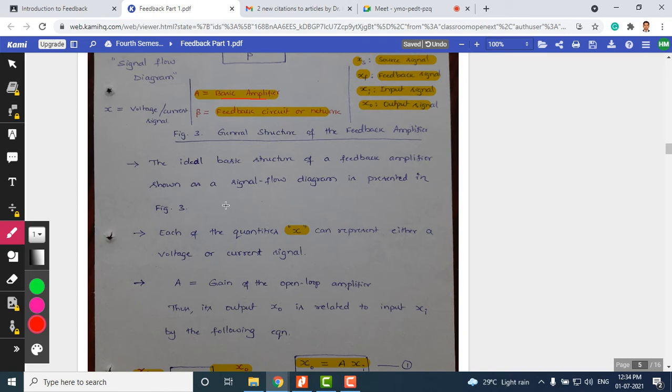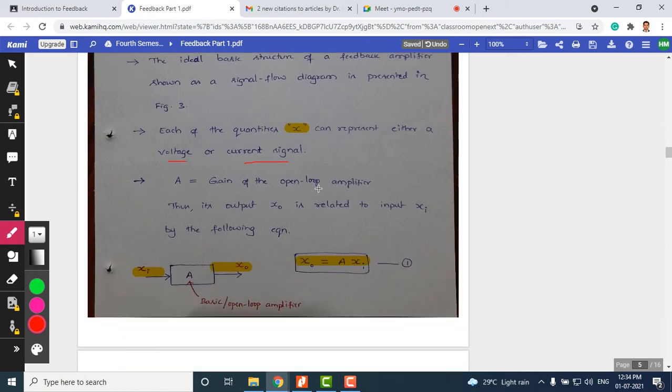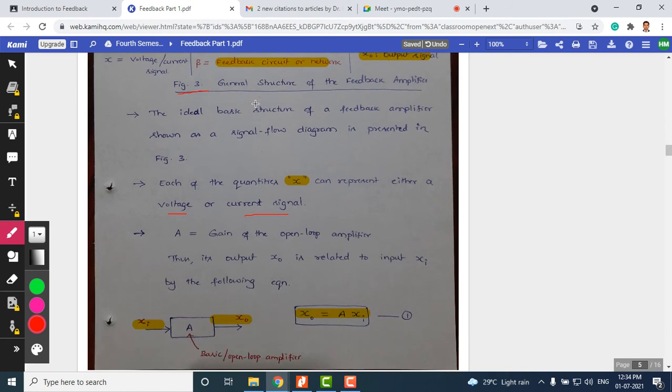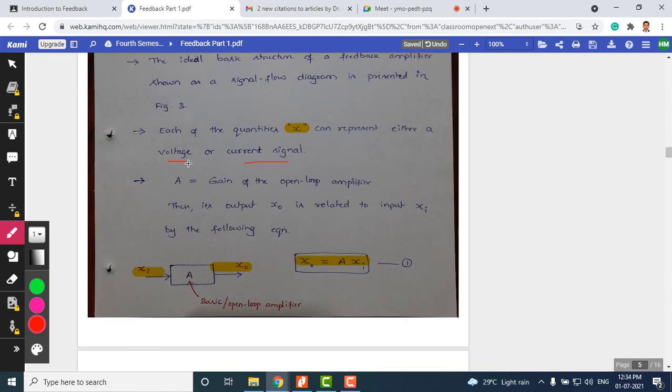The ideal basic structure of a feedback amplifier is shown as a signal flow diagram, which is presented in figure 3. Each of the quantities X can represent either a voltage or a current, as we have already said, and A is the gain of the open loop amplifier. The basic amplifier we have discussed here is an open loop amplifier, and its gain is shown as a capital A.